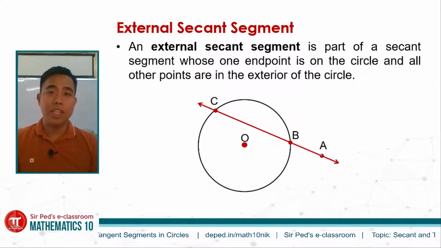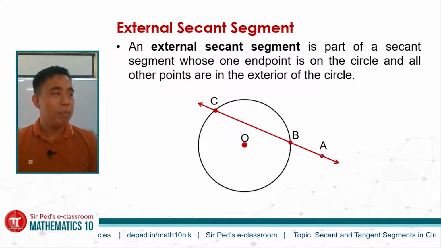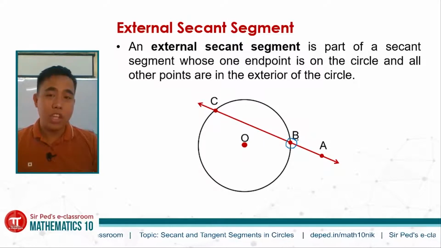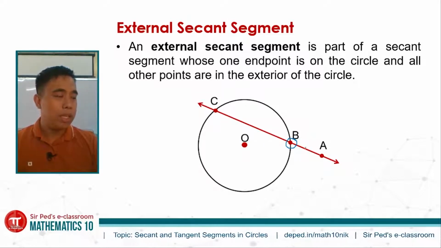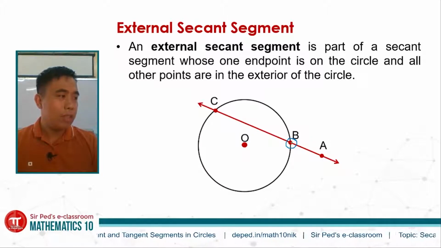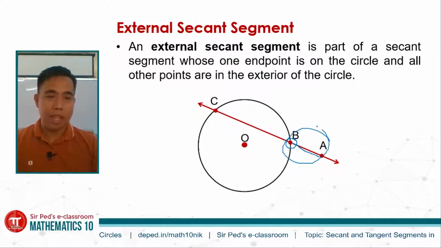How about external secant segment? An external secant segment is a part of a secant segment whose endpoint is on the circle and all other points are in the exterior of the circle. So, in the same figure, one endpoint is on the circle, that is point B, and all other points are on the exterior of the circle, so this segment BA is called an external secant segment.